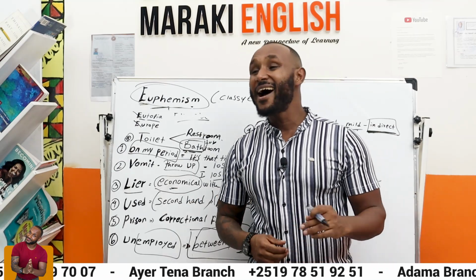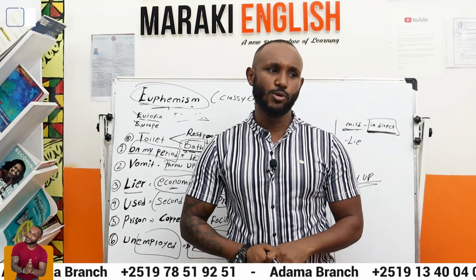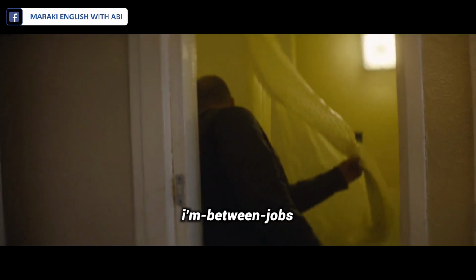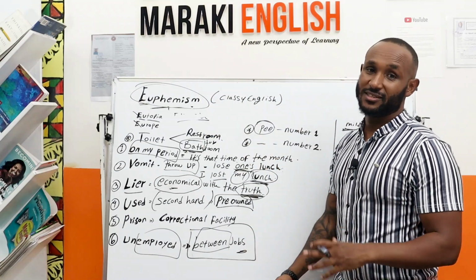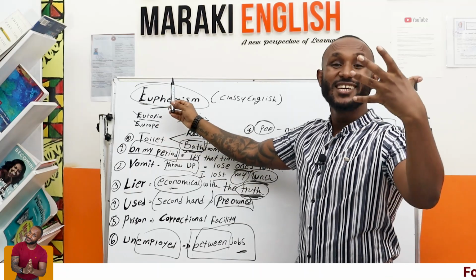What does your brother do? Currently he's in between jobs. It's nice. Currently he's unemployed. I'm between jobs right now. So this is what a euphemism expression is. I think you enjoyed the lesson. I did. So today we talked about euphemism.